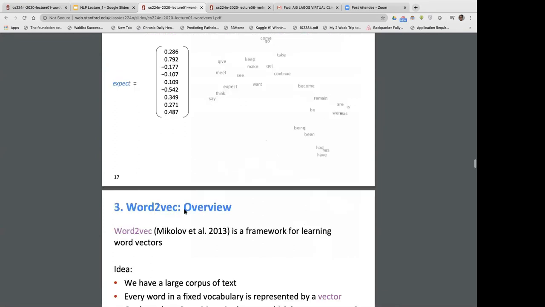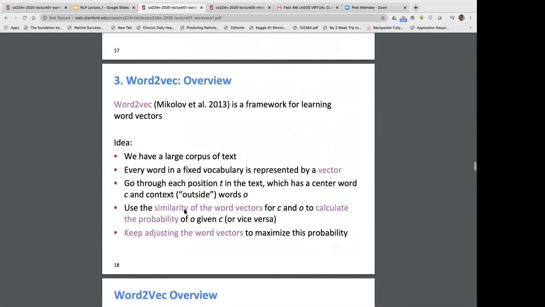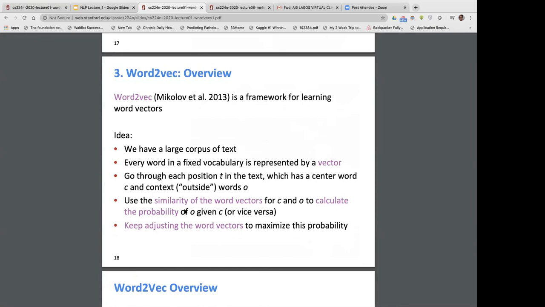So to compute word vectors, there are different methods. There's word2vec, there's fastText, there are different methods. Word2vec is, let's just say, a framework or an algorithm for learning word vectors.